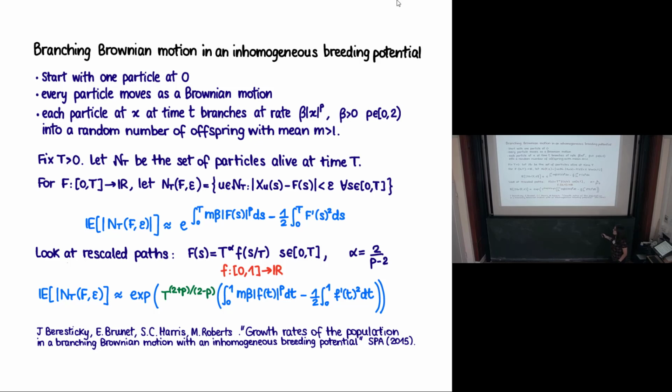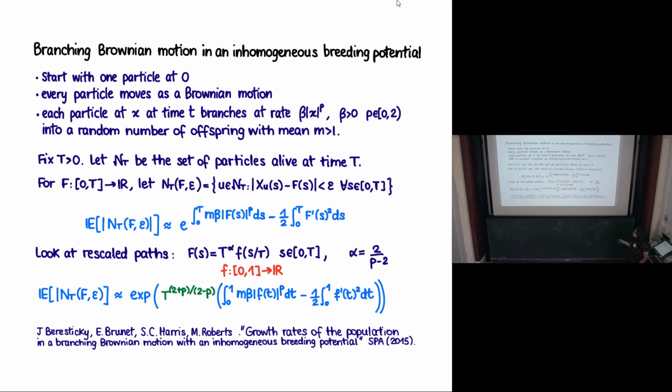So if you just do the calculation, this is telling you that the expectation grows like a power of t times a functional on 0, 1, which depends on this rescaled path f. So, moral of this story, you can rescale the paths in a suitable way to get a power of t, and then there will be a functional which depends on the rescaled path, and this will tell you, at least in expectation, how the number of particles following f will look like. This was a work from 2015 by Derrida, Brunet, Harris, and Roberts.